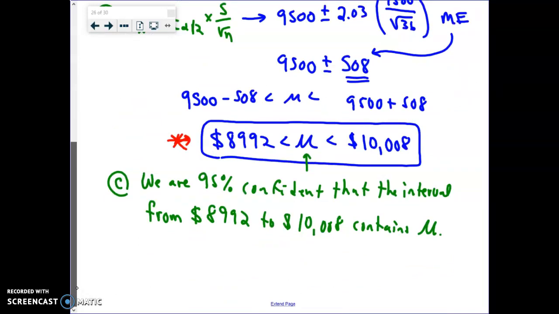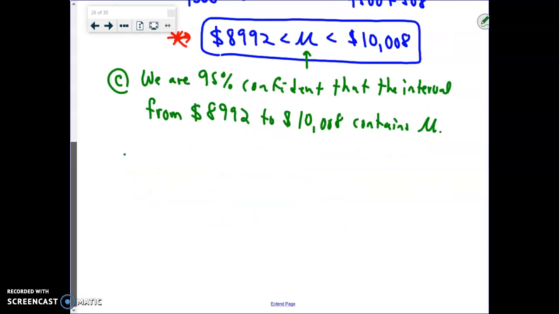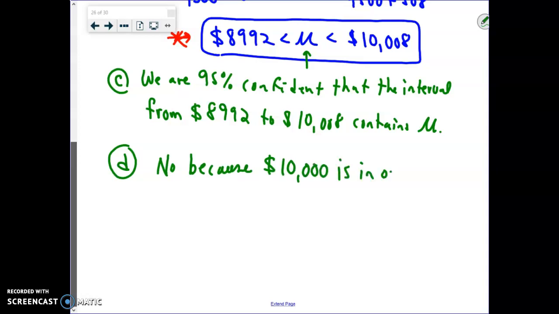There's a difference between saying our data does say that it is $10,000, and it doesn't say that. It just says that we have no reason to believe it isn't $10,000. And that'll become more evident when we talk about hypothesis testing. So does our data contradict it? No, it does not contradict it because $10,000 is in our interval.